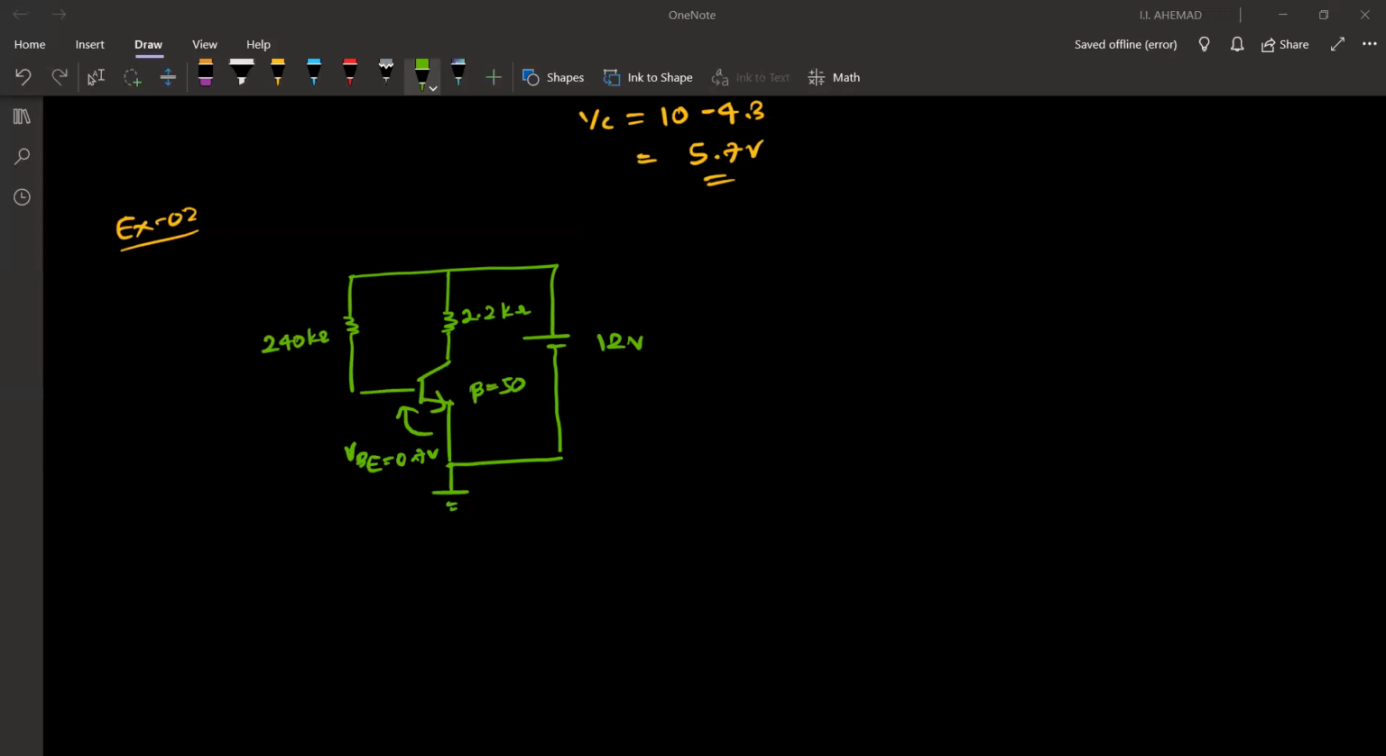You have to find, this is again in active region, active mode, find IB, IC, and VCE. Can we give it a try?